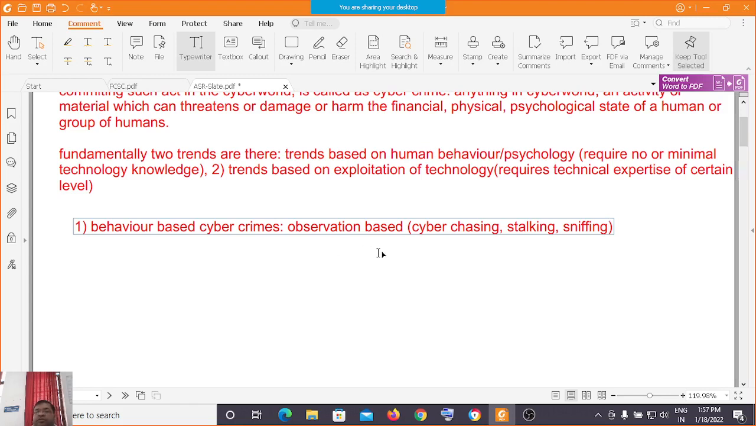So this is observation, what I call cyber chasing. It means you are continuously observing some person, and as soon as you get the correct information, you commit the crime offline. This is a type of cyber crime, an extreme one. These types of crimes are happening very much nowadays.